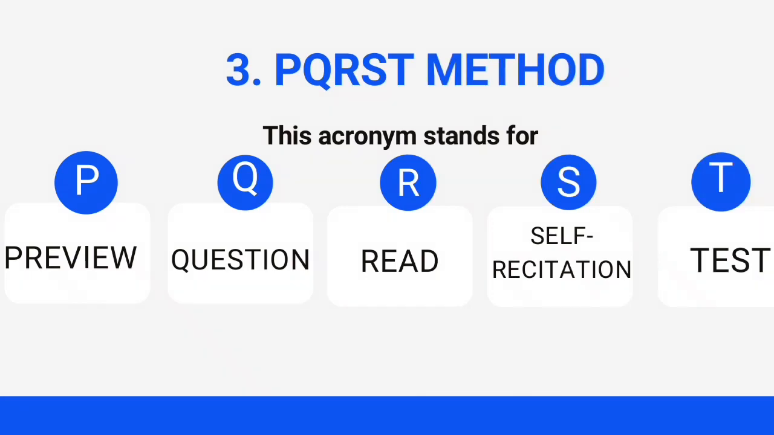Fourth is self-recitation. Now after you have read the chapter in detail, after you have learned the questions that you had made, you need to just recite all that. Whatever you have learned, you just need to recite it. Finally, you need to take a self-test. Now the self-test will tell you in what things you are still weak, and in what things you are doing well. So this will help you to know more about yourself. So this is the PQRST method.